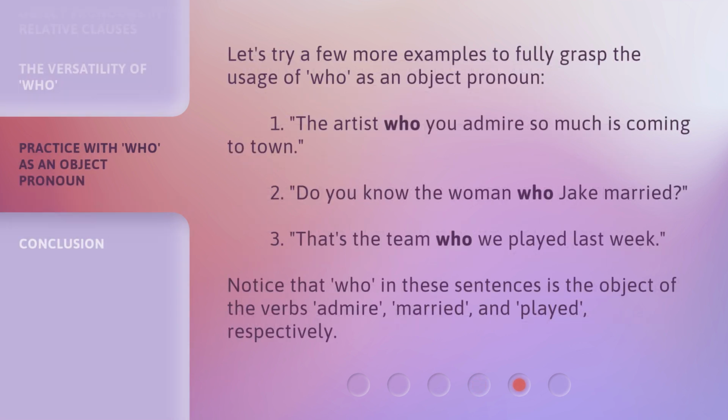Let's try a few more examples to fully grasp the usage of who as an object pronoun. 1. The artist who you admire so much is coming to town. 2. Do you know the woman who Jake married? 3. That's the team who we played last week. Notice that who in these sentences is the object of the verbs admire, married, and played, respectively.